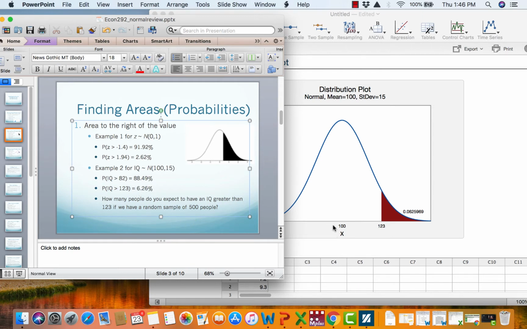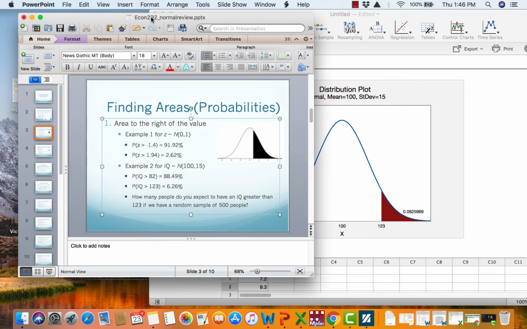6.26%. Okay. Now, here's a follow-up question I can ask. How many people do you expect to have an IQ greater than 123 if we have a random sample of 500 people? Well, your first thought is, well, I don't know exactly how many people, but what I do know is 6.26% of them. So the question becomes, can we find 6.26% of 500 people? Absolutely.